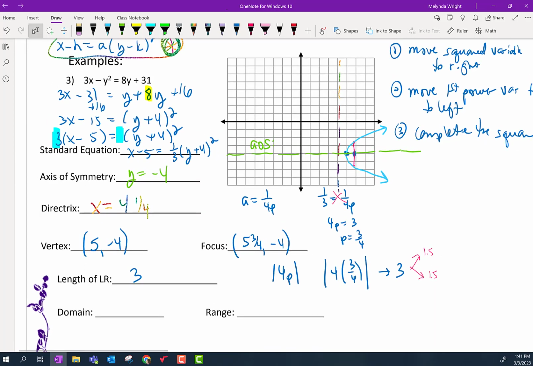And now we can look at the graph and determine our domain and range. We're just going to look at the graph. Okay, the graph starts at 1, 2, 3, 4, it starts at 5. Right, we start at 5 and it goes all the way to infinity. Our range is -infinity to infinity.